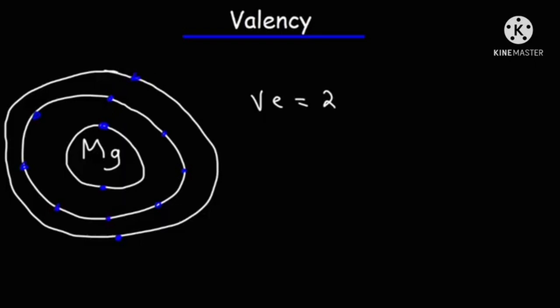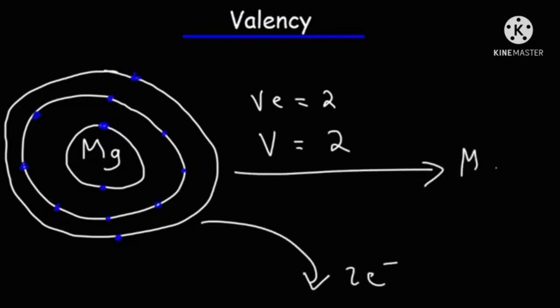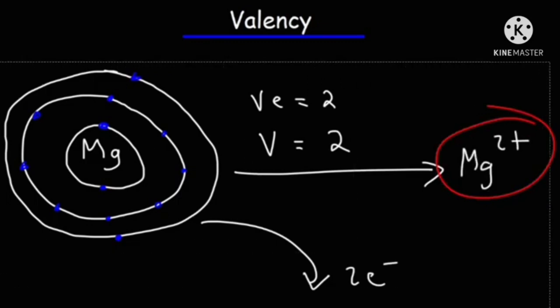Actually, as per the 2n square condition we need to have 18. But I told you the third shell is subdivided into 2 orbits, S and P. So that is the case of magnesium.